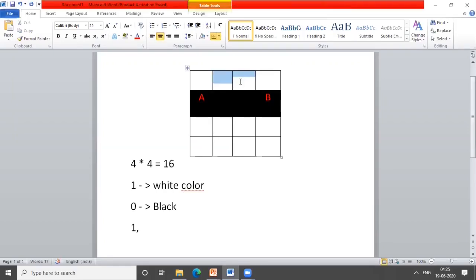Similarly, what is the color of the next pixel? It is also 1. If I consider this first row, all pixels present on this first row have white color. So that's why in memory, four 1s will be stored in consecutive memory locations. Are you getting why we are getting these 4 ones? Because all pixels present in the first row of this image have white color.